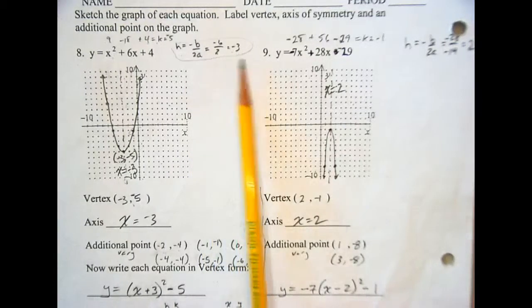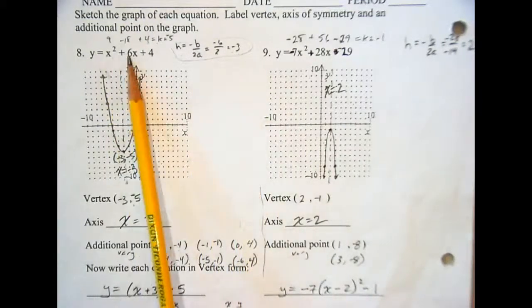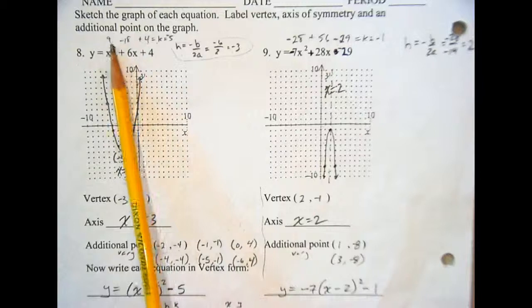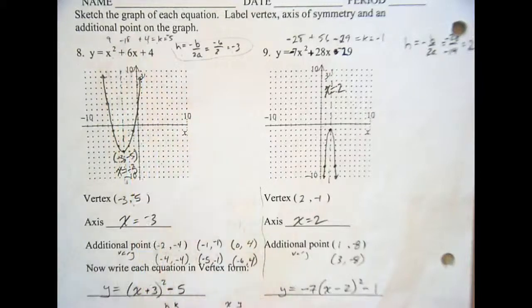You plug that negative 3 into x to find k. So that gives you negative 3 squared or 9. 6 times negative 3, negative 18, plus 4 gives us negative 5. So your vertex is at negative 3, negative 5. Meaning your axis of symmetry is at x equals negative 3. And then your additional point, there could be multiple ones I plotted there.